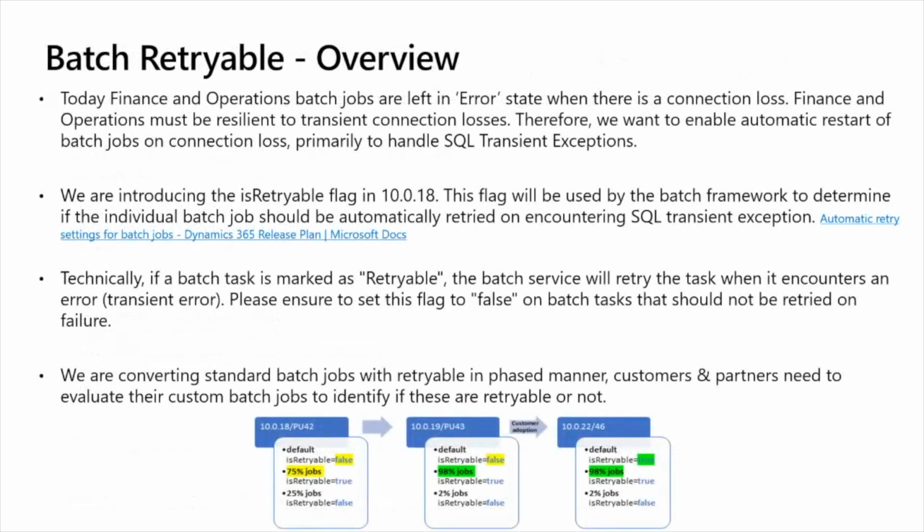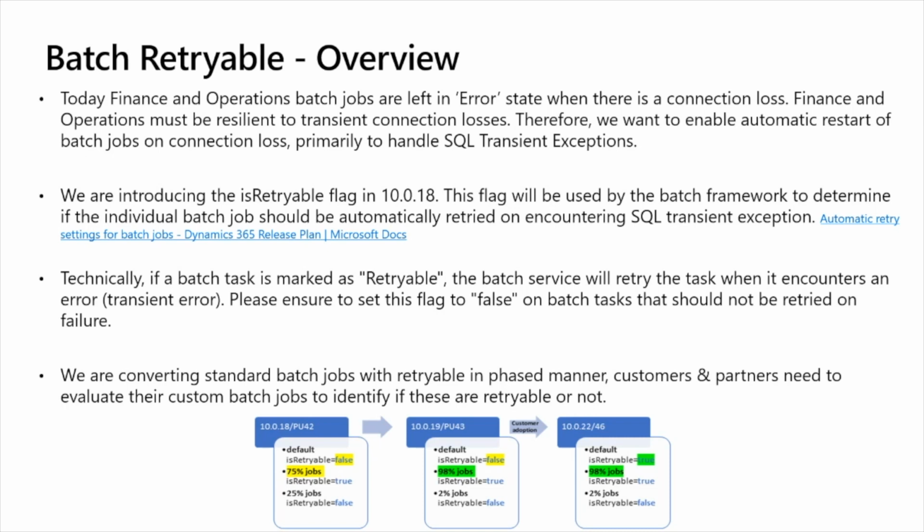So this is the batch retriable framework that we introduced. Today in Finance and Operations, for any batch job that you run, if a SQL transient failure happens while the batch job is executing, the batch will end up in an error state, and you will have to manually come back and change the status to Waiting to be able to run that batch again on a scheduled time and the request pattern. So that's what happens today.